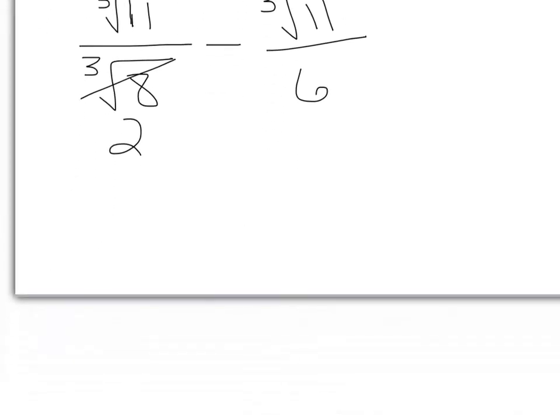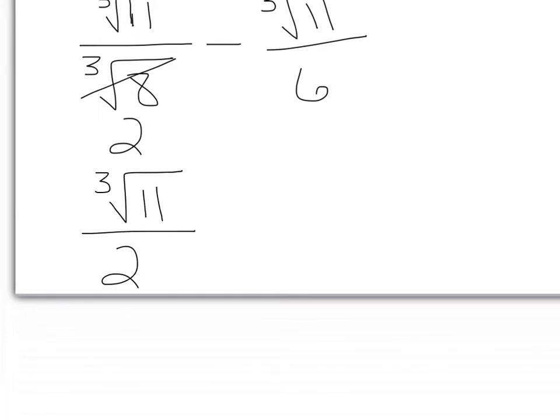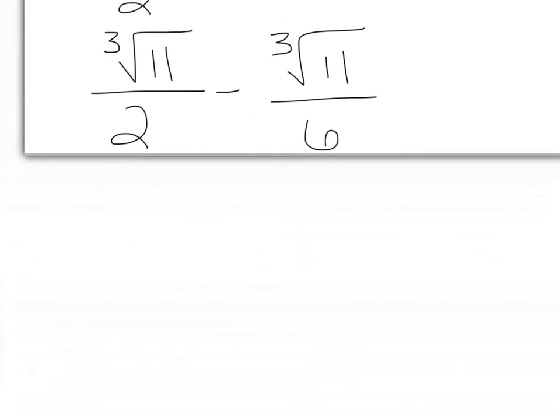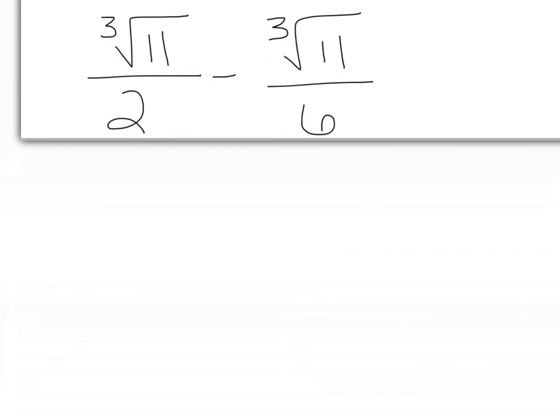So then our problem is going to become the cube root of 11 over 2 minus the cube root of 11 over 6. Okay, being that we have the same numerator, later on we know we're going to be able to subtract our numerators. However, when you're talking about fractions, you need what? You need a common denominator. So let's find our common denominator between 2 and 6. The smallest number that both 2 and 6 go into is going to be 6.